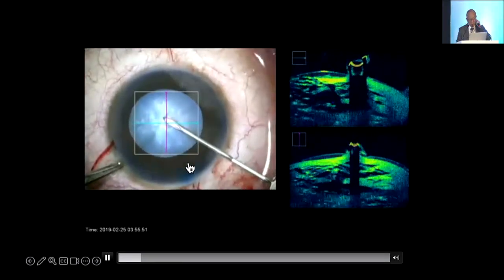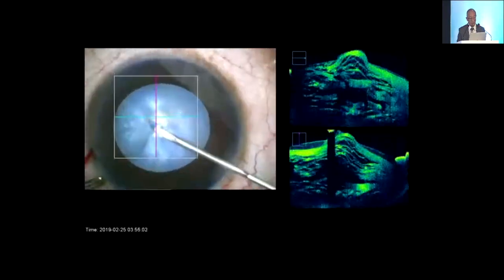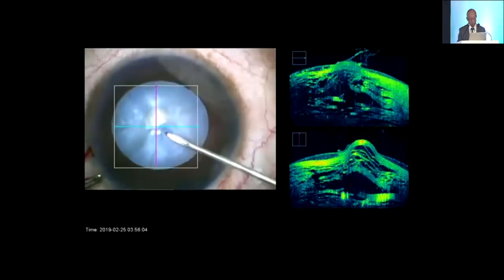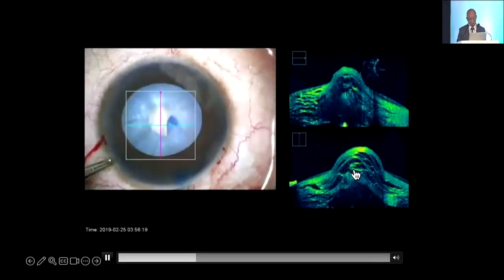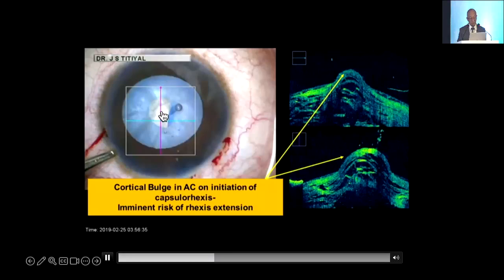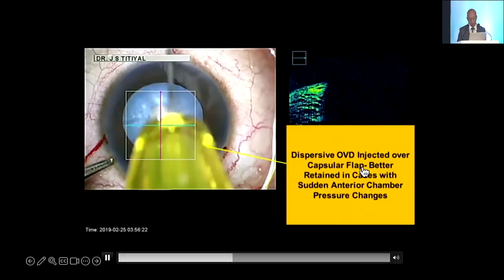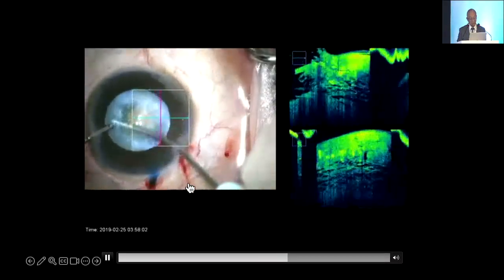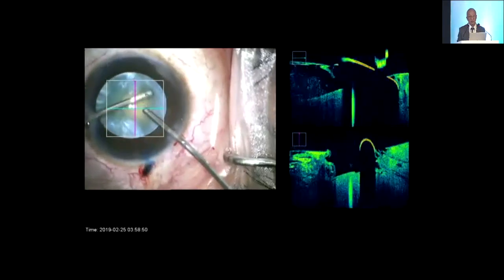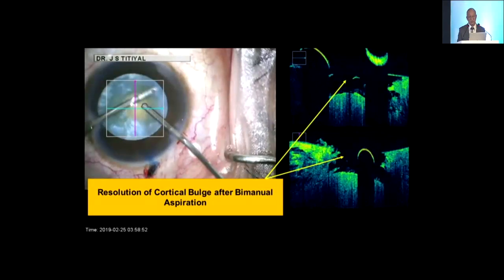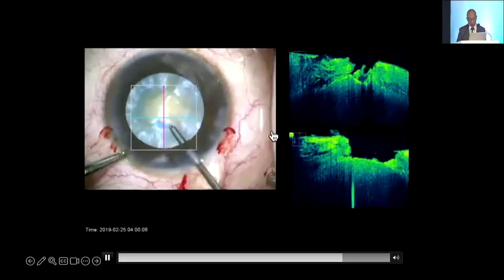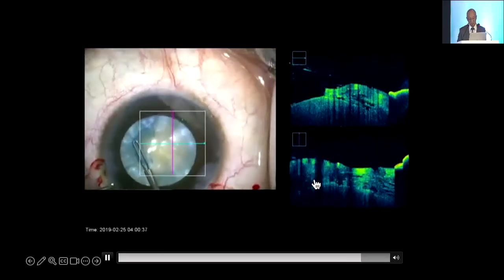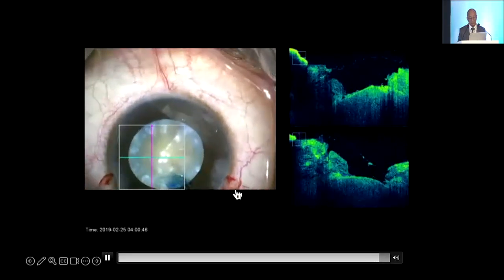In fact, this video of ours was given the Best of Show award at the American Academy in 2019. You saw this is the hill or a mountain coming up with these fibers, not letting this pressure go down. You had to put a dispersive viscoelastic over that to flatten it and subsequently make a small opening. Take out the entire hydrated cortical fibers by aspiration with the bimanual cannula, and the entire convexity gets into concavity, and you can do a nice rhexis subsequently also.